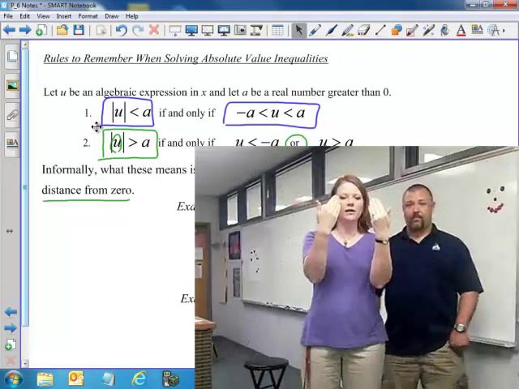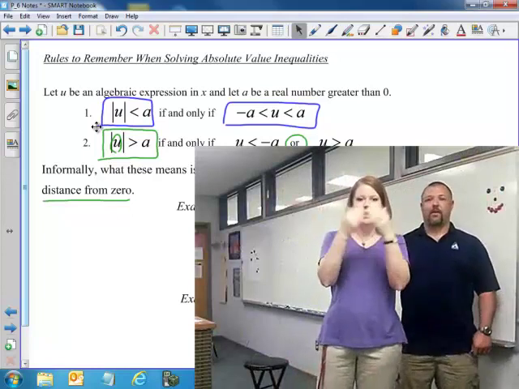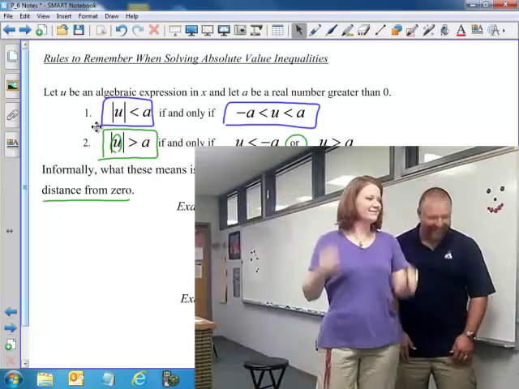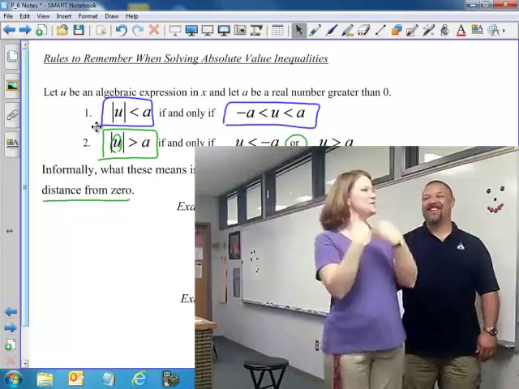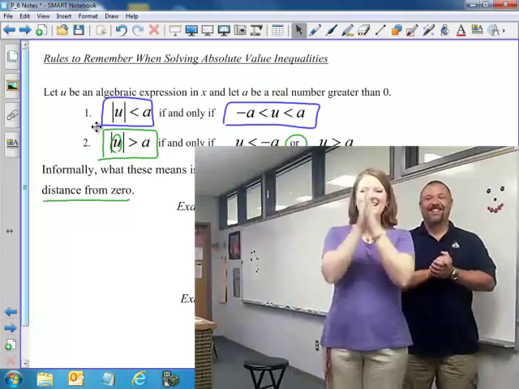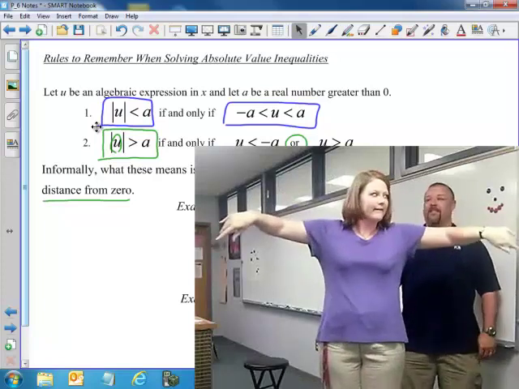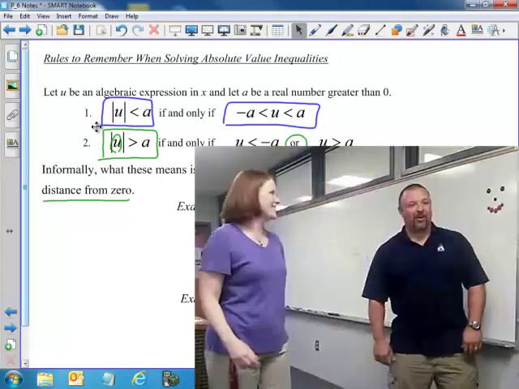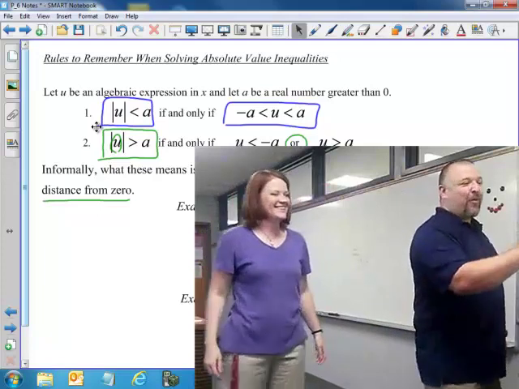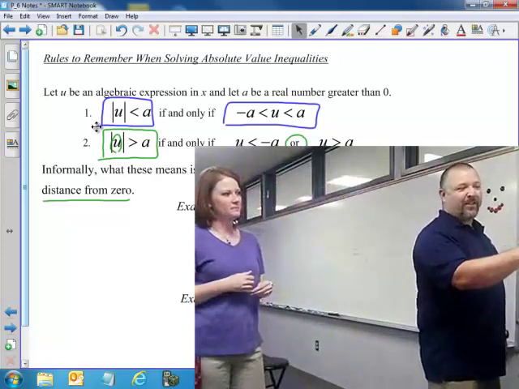And this is how I remember that. If you think of the 0 being right here, and the distance of 5 units, you can live out there, further. So what you have then is two inequalities.